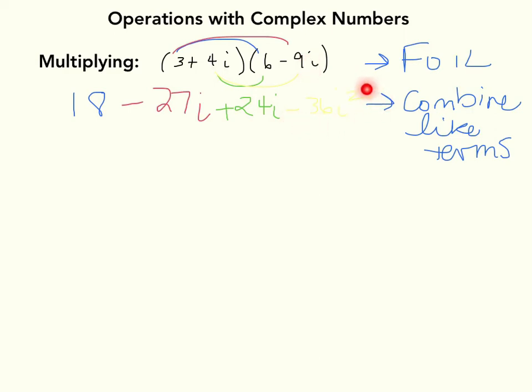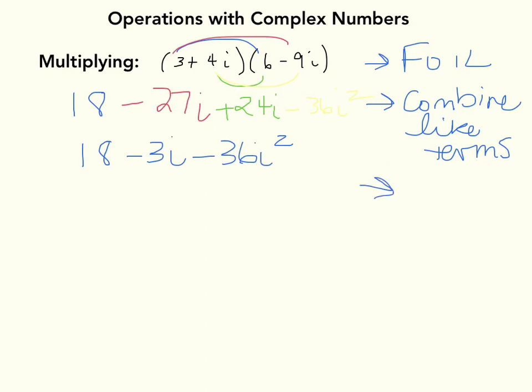And then we want to combine our like terms. So we just FOILed. Now let's combine the like terms. Let's put these two i's together. So now we have 18 minus 3i minus 36i squared. So here's where the next step comes in.